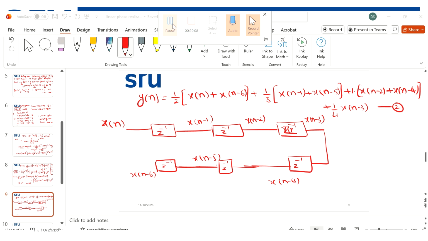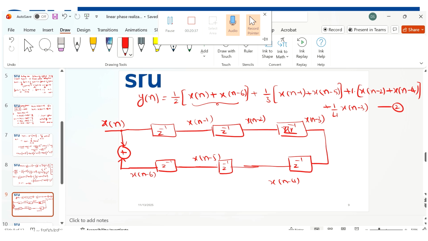So we have generated the expression x of n plus x of n minus 6. Now where do I have x of n? This line corresponds to x of n and this line corresponds to x of n minus 6. Now how are these two connected? These two are connected by an adder.